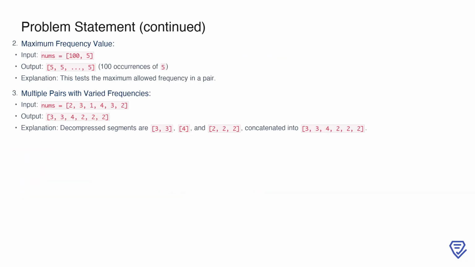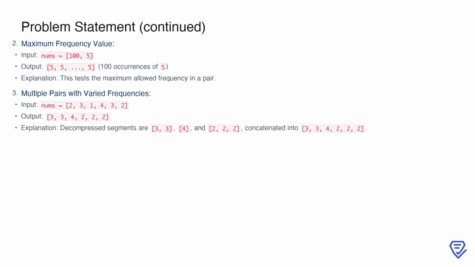Finally, let's look at an example with multiple pairs and varied frequencies. If nums equals 2, 3, 1, 4, 3, 2, we break it into 3 pairs, 2, 3, 1, 4, and 3, 2. The first pair, 2, 3, decompresses into 3, 3. The second pair, 1, 4, decompresses into 4. The third pair, 3, 2, gives 2, 2, 2. When we concatenate these segments, the result is 3, 3, 4, 2, 2, 2.